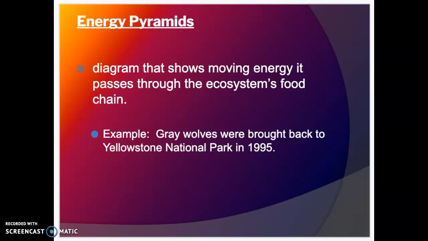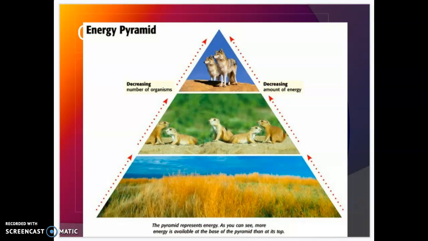Finally, we have energy pyramids. Energy pyramids are just a diagram that shows moving energy as it passes through the ecosystem's food chain. So an example here is grass going into prairie dogs, and then prairie dogs feed the coyotes. You notice there are many fewer coyotes than there are prairie dogs, and there are fewer prairie dogs than there is grass. And this is because as energy gets passed up the food chain, it decreases, right? There's not going to be the same amount of energy in the coyotes as there is in the grass.